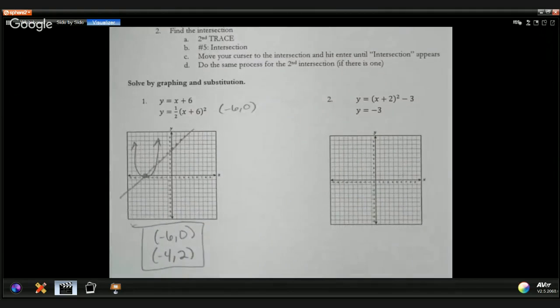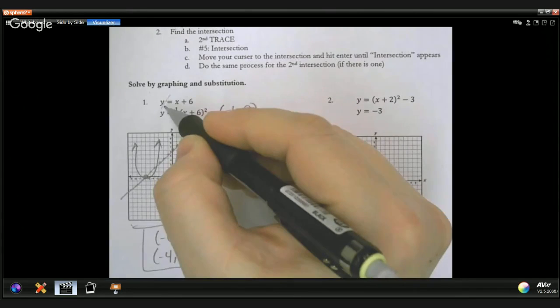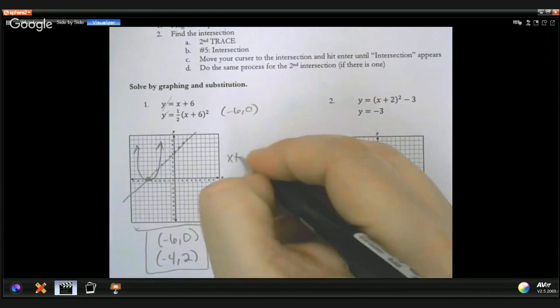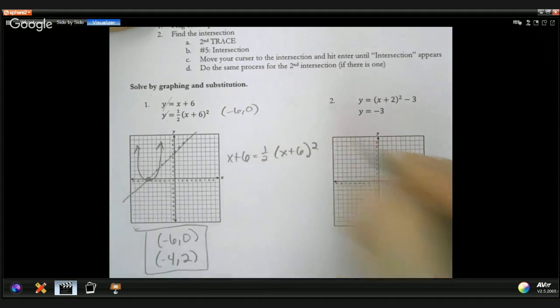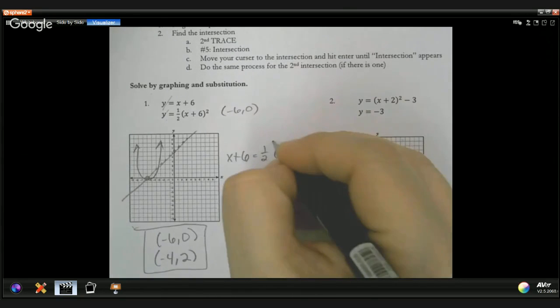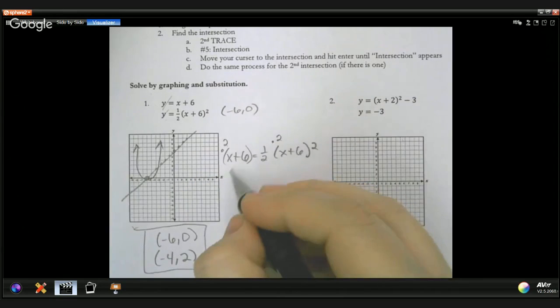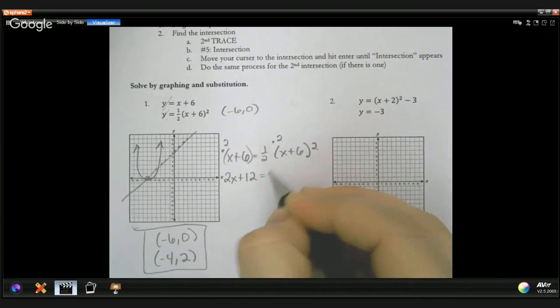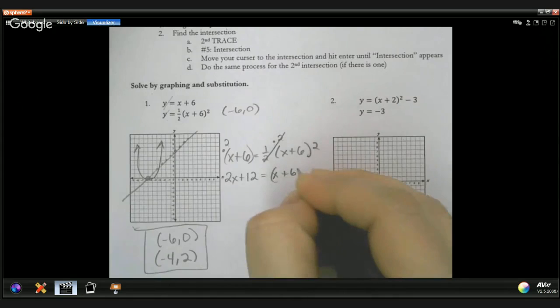Now, if you were going to do this by substitution, you know that y equals y. So you could pretty much cross these off and say that x plus 6 equals 1/2 of (x plus 6) squared. There's a couple ways you could do this. You could expand the (x plus 6) and distribute the 1/2. But really, I don't like fractions, so I'm going to get rid of them. So I'm going to multiply by 2. And when I multiply by 2 over here, I have to actually distribute it. So I get 2x plus 12 is equal to, that is crossed off, (x plus 6) squared.